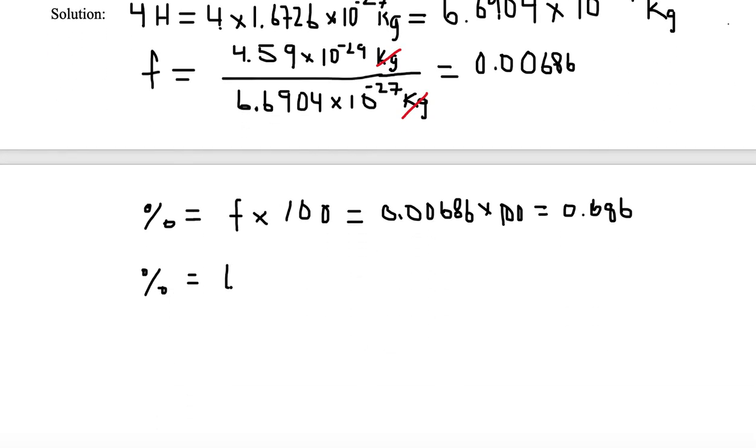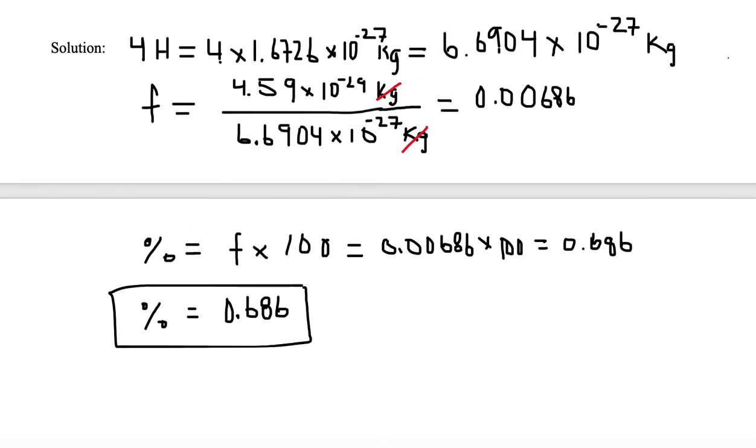So our percentage is 0.686. What this means is for every proton that we start with, of the mass of the proton, only 0.686% will be used in nuclear fusion energy. So if you have 4 protons, and that mass is going to be 6.6904 times 10 to the minus 27th, only 0.686% of it will be used in nuclear fusion energy.